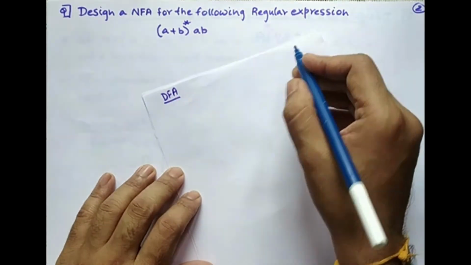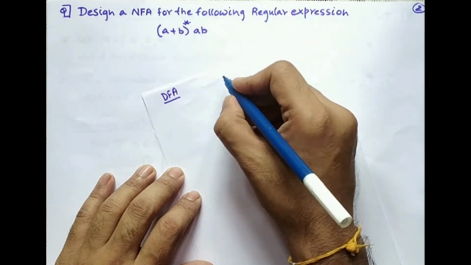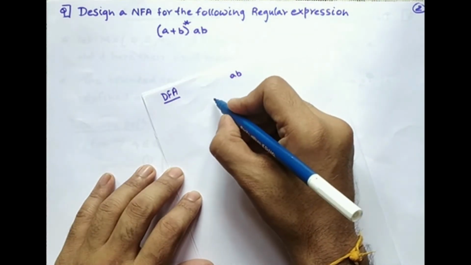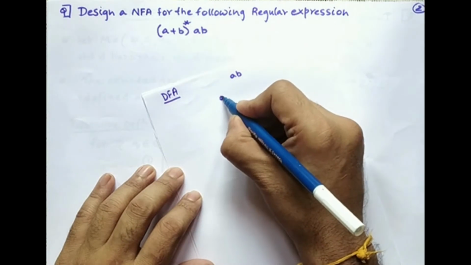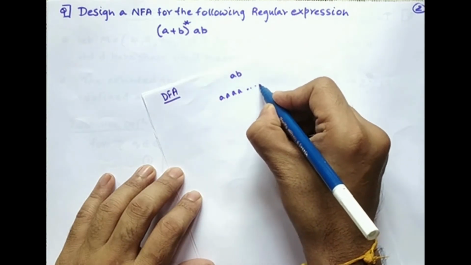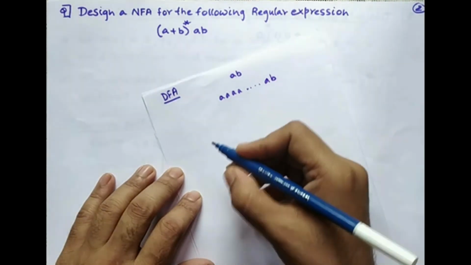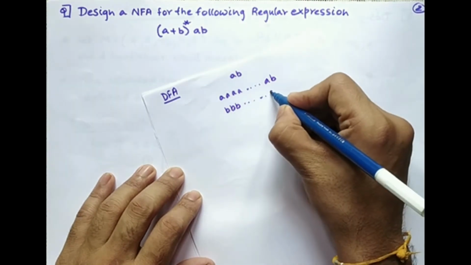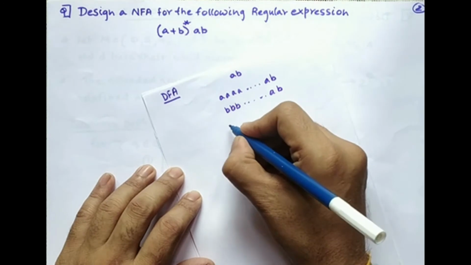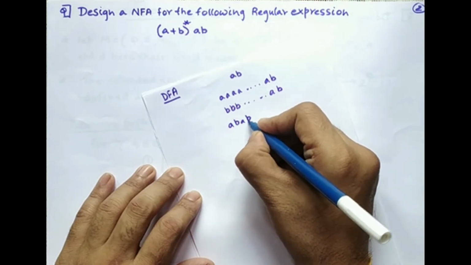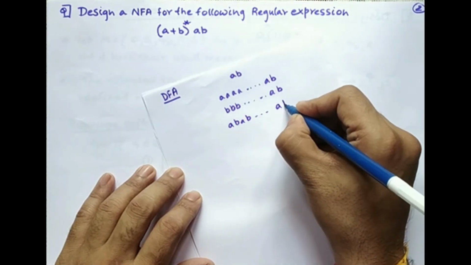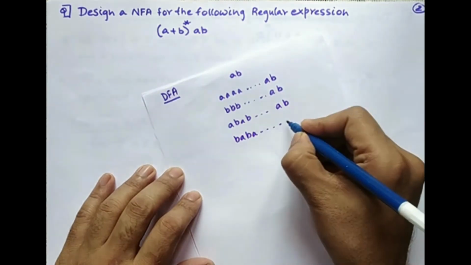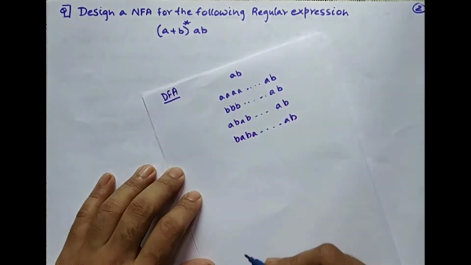Now, what is the minimum possible string here? AB. So the minimum possible string will be AB. What are the other possible strings? You can have n number of A's ending with AB, or n number of B's ending with AB, or AB, AB and so on ending with AB, or BA, BA and so on ending with AB. So these are the 4 primary possibilities.